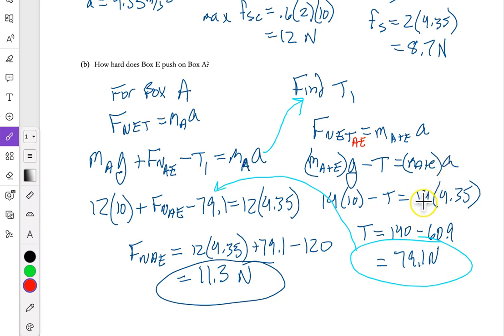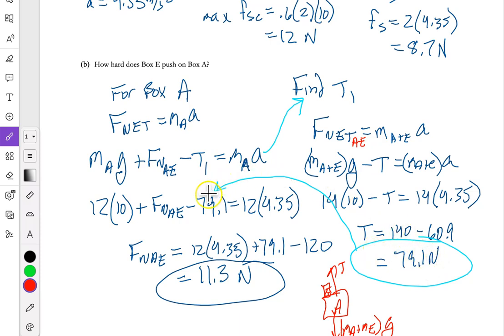That is 14 times 4.35, and now I can solve for the tension in that line that is connecting those two blocks. So remember, I've got E here, I've got A here, so down would be the mass of A plus the mass of E times gravity, and up would be the tension. So I found that tension to be 79.1.